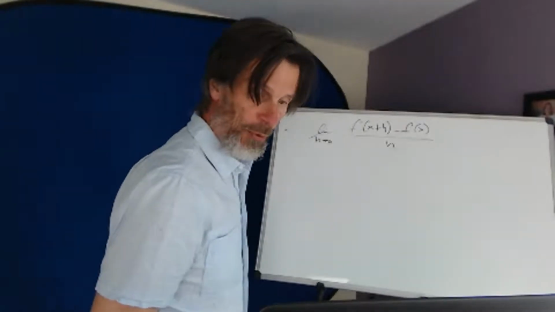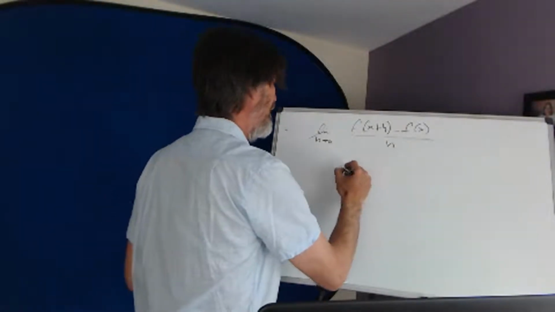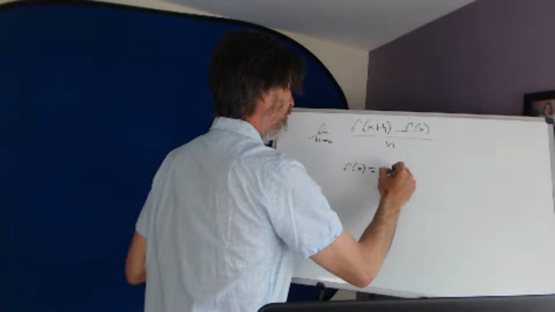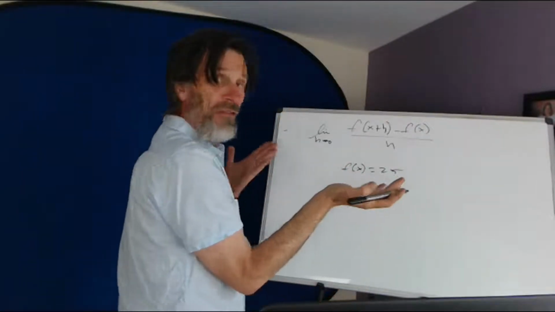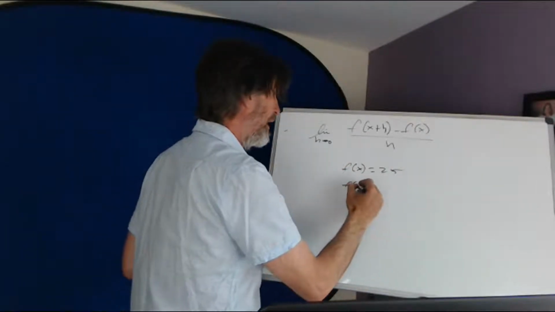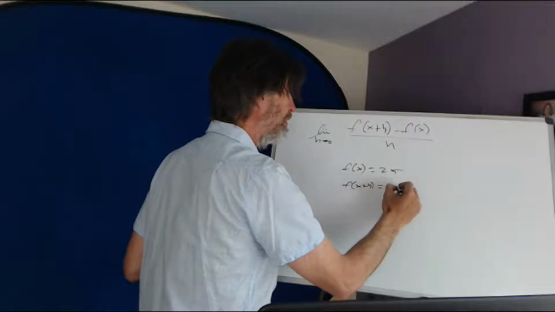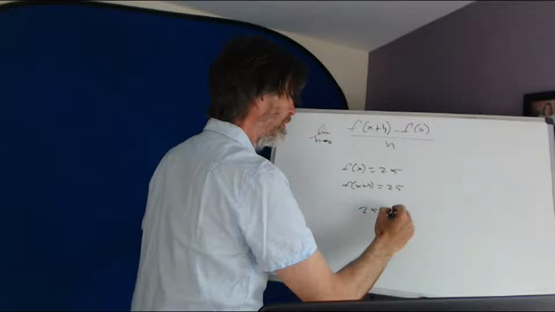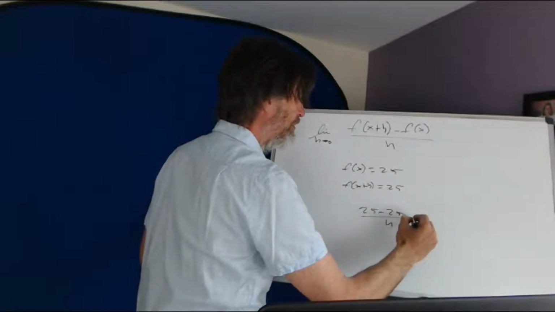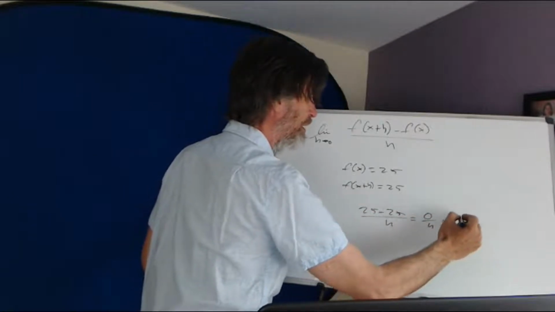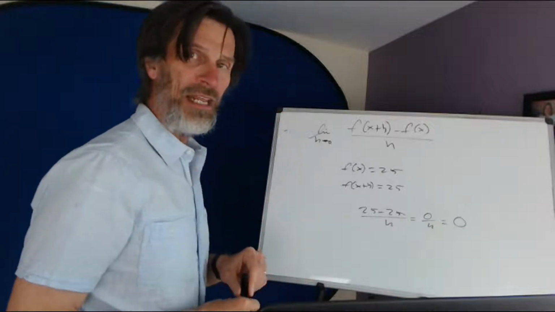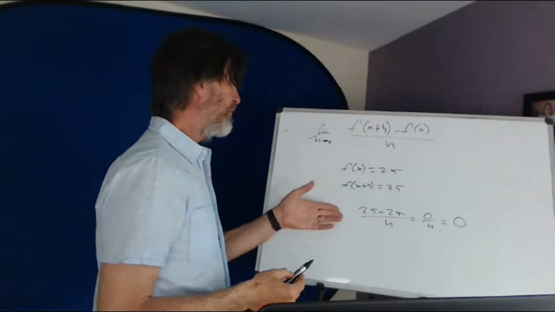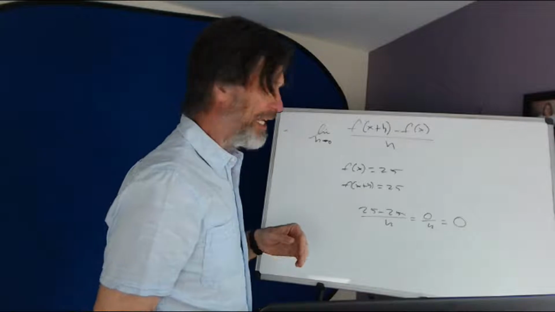Okay, on to problem B. F of x is 25. Well, if f of x is 25, f of everything is 25. F of x plus h is also 25. Take 25 minus 25 over h. That's 0 over h, which is 0. 0 divided by anything is 0. So there's the first three steps. That's your answer to 10b.